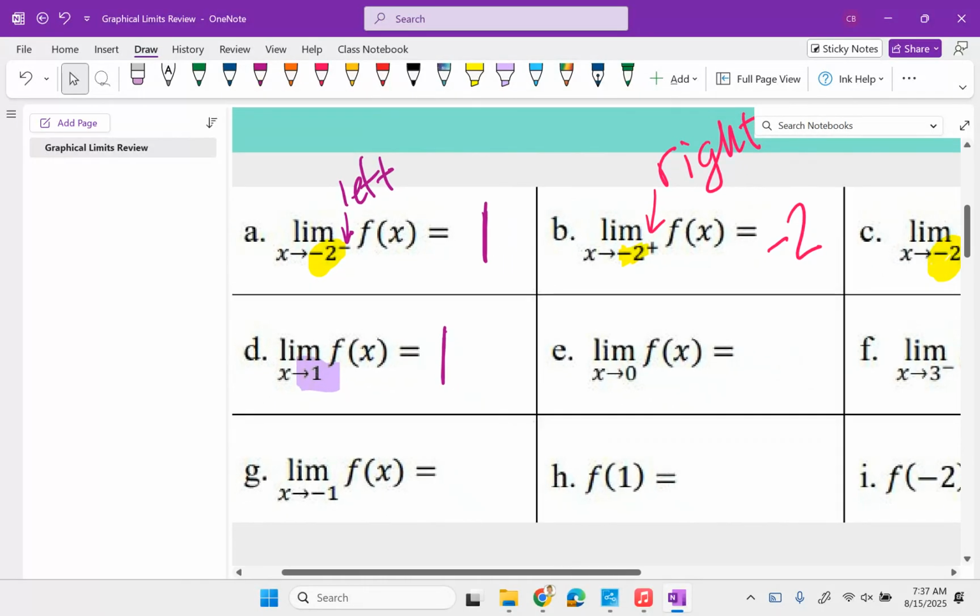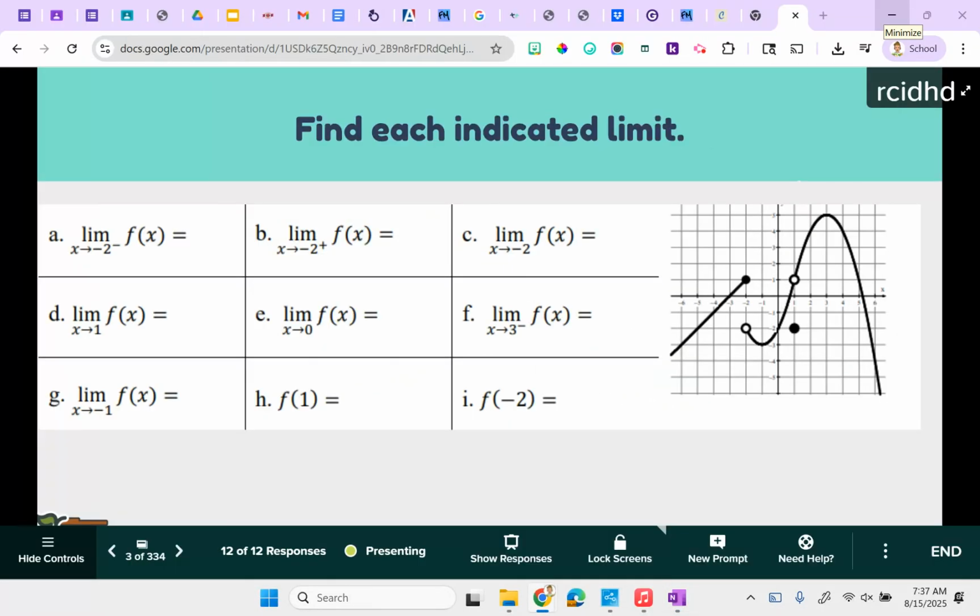What's wrong? Oh, the code? Hang on. There it is, RCIDHD.